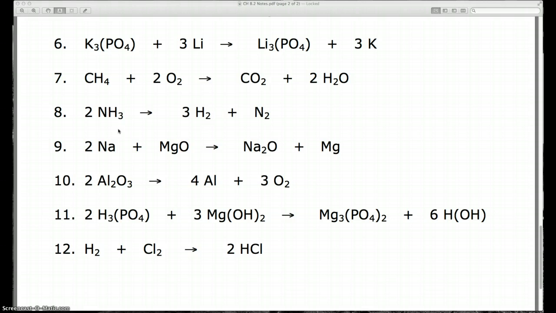8 is decomposition. We have a compound splitting up into simple things, so 8 is D. Number 9 is another single replacement. Here we have Na alone, Mg and O are dancing, Na comes in and kicks Mg out. Number 10, a compound breaking up into simple things. That is decomposition. Number 11, we have hydrogen and phosphate dancing, magnesium and hydroxide dancing, two couples dancing, so that's double replacement. And lastly, H2 and Cl2, two simple things coming together to make a compound, so that is synthesis.